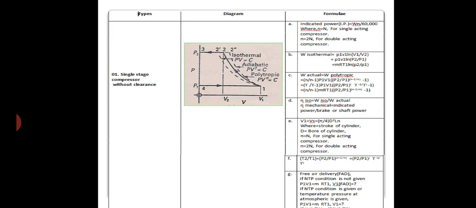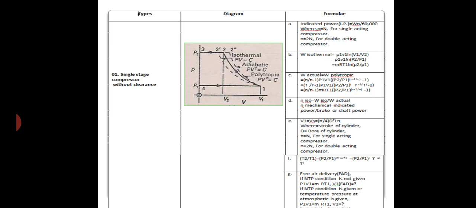Actually, that is W polytropic, if we are considering n upon n minus 1 P1 V1 [(P2 upon P1) raised to (n minus 1) upon n minus 1], or we are saying it as gamma upon gamma minus 1 P1 V1 [(P2 upon P1) raised to (gamma minus 1) upon gamma minus 1]. So we are substituting PV equal to MRT. So we got n upon n minus 1 MRT1 [(P2 upon P1) raised to (n minus 1) upon n minus 1]. So this is the actual work we are finding.